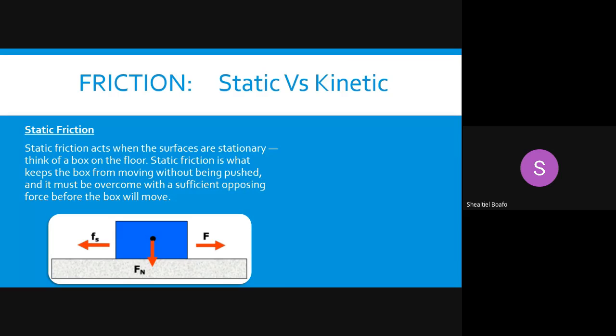We are saying that static friction acts when the surfaces are stationary. So we are looking at the period within which we have static friction in action. We think of a box on the floor, and static friction is what keeps the box from moving without being pushed, and it must be overcome with a sufficient opposing force before the box will move. The box is stationary, and that is where we say static.